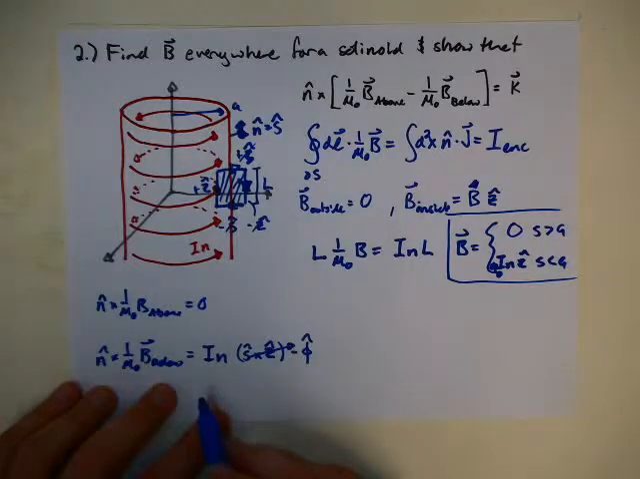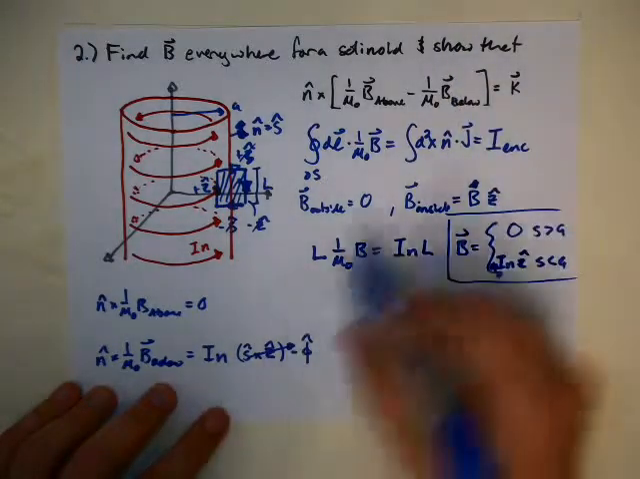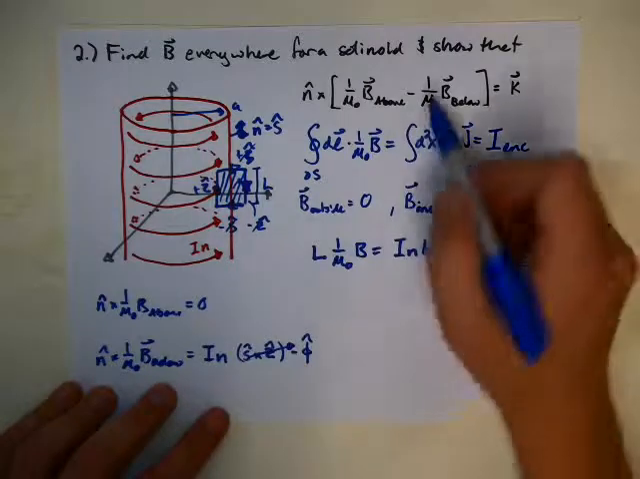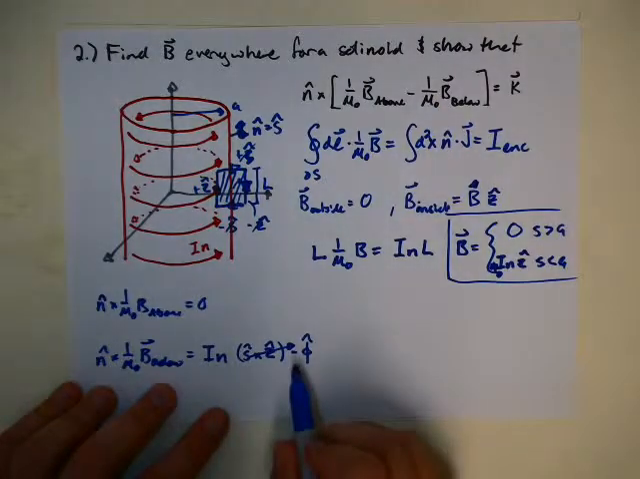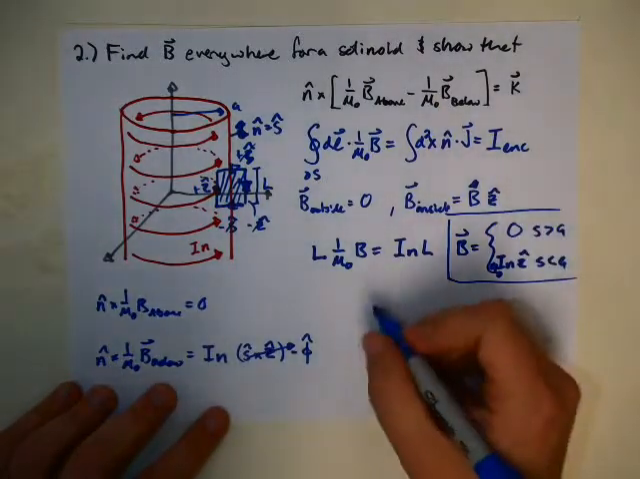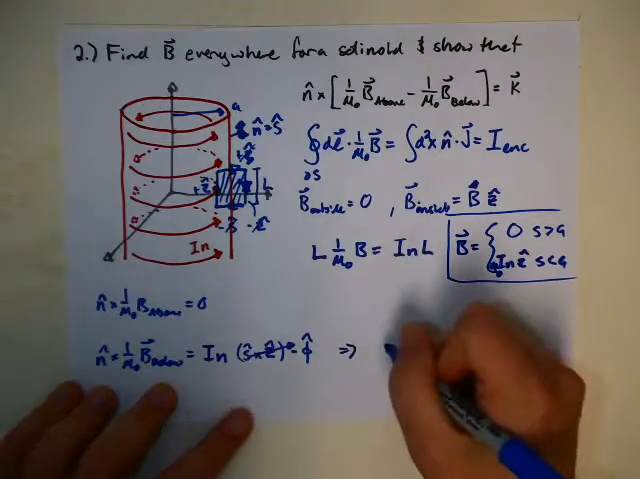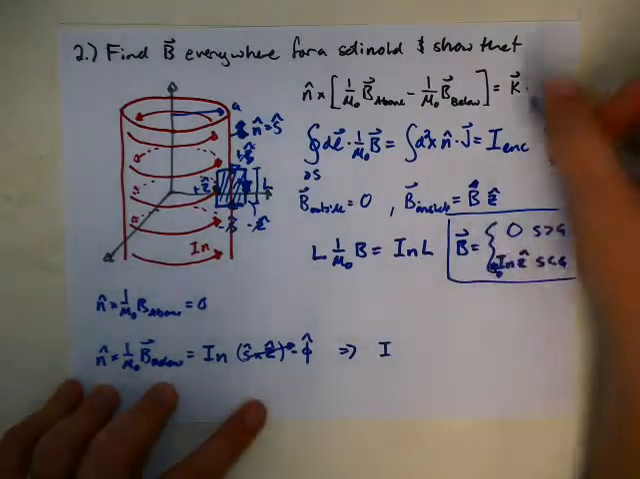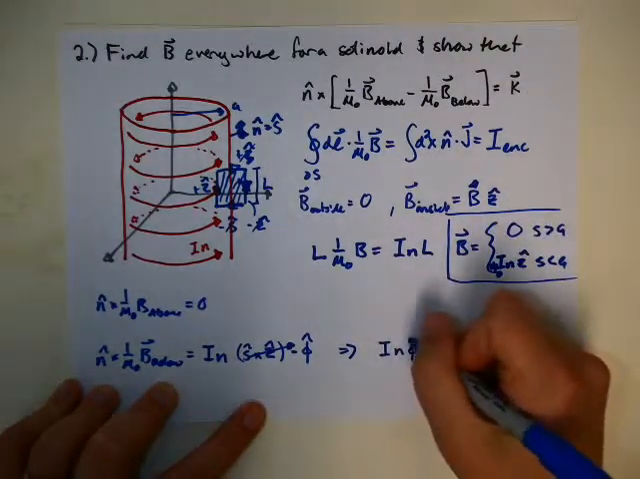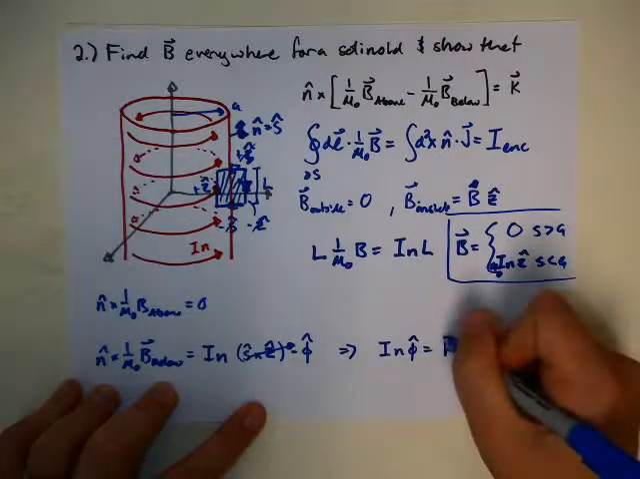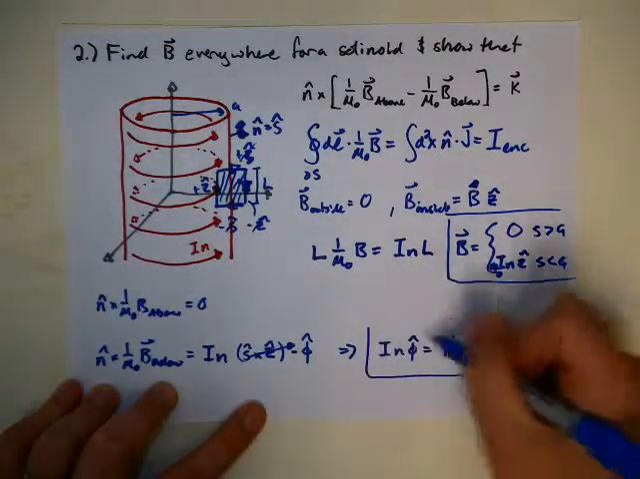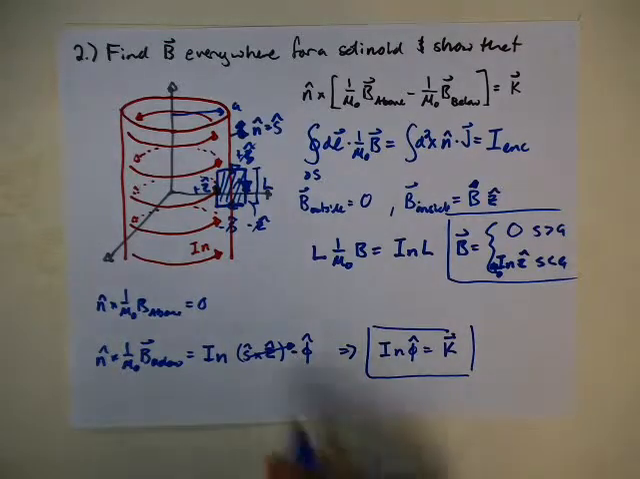And plugging that into here, I'm going to get 0 minus I n phi hat is going to be equal to K. And so that's going to say that K, the surface current vector, I n phi hat is going to be our K vector, which is exactly what we have. We have K spiraling around in the positive phi hat direction.